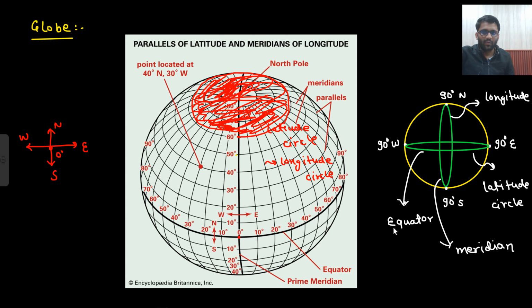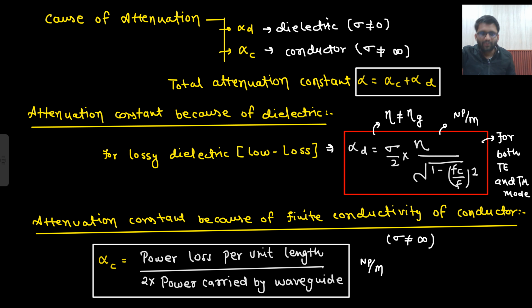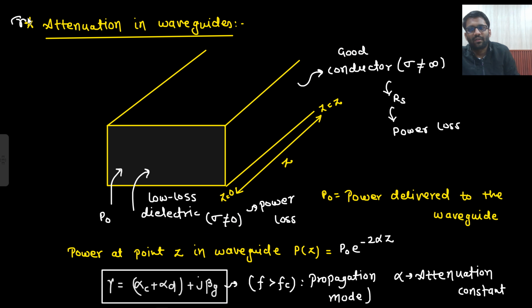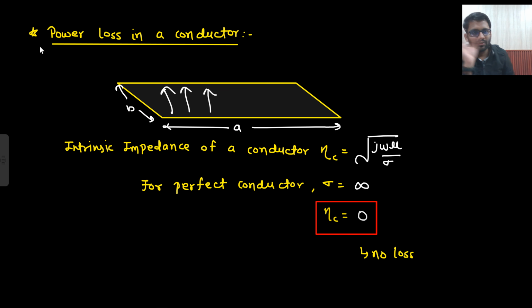This was a very important concept of globe. Okay. So here I will put important. Here also I will put important because this is a good concept. Like this is a concept of EM wave. Here the EM wave concept is also used. So this is a good concept. So here also I will put important. Okay. So in waveguide, what kind of losses are there? We discussed it completely. So this is also important as per me. Power loss in conductor, this also I will give importance.